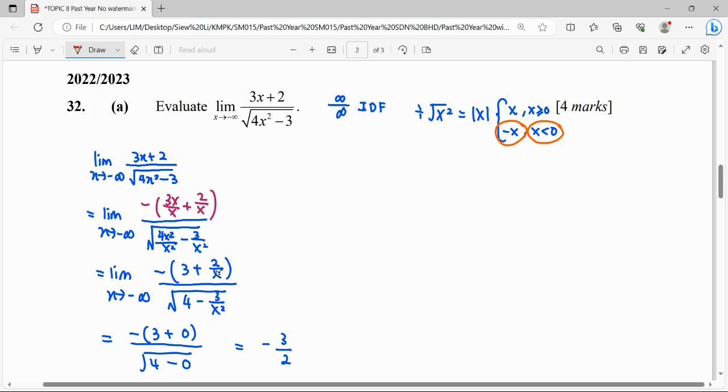So for this part A, what is important here is the first concept: divide by surd x squared. Then simplify and substitute, evaluating x equals infinity to get the final answer.